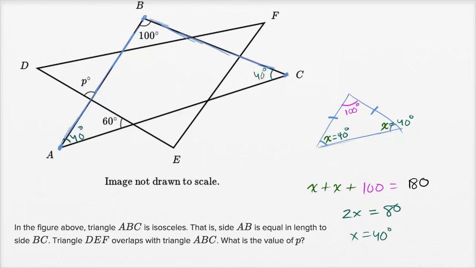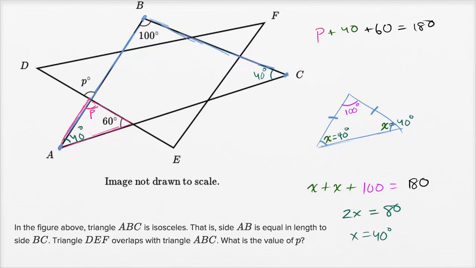Now let's go to this little small triangle right over here. Once again, we know that the interior angles of a triangle add up to 180 degrees. So this angle right over here is going to be the same as P because it's a vertical angle with P. So this is going to be P degrees as well. And now we see P plus 40 plus 60 is going to add up to 180 degrees. That's the interior angles of this little small triangle right over here.